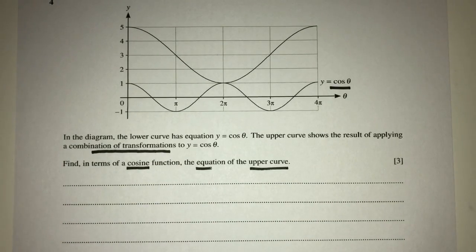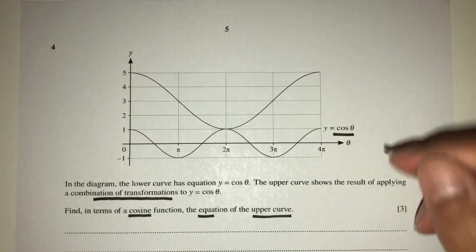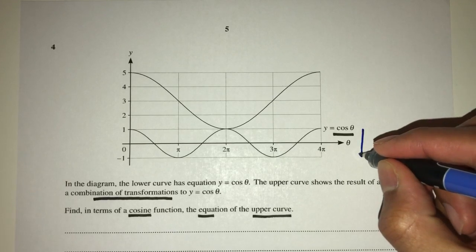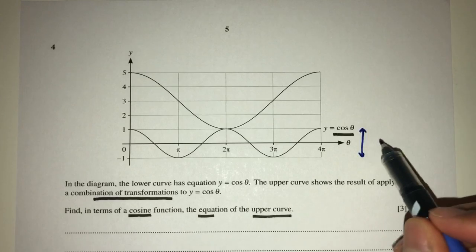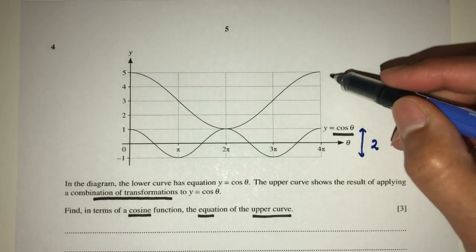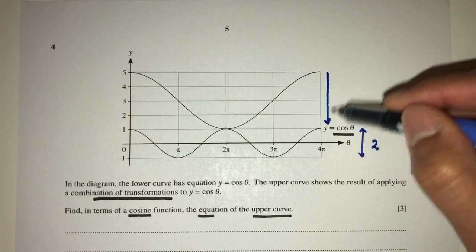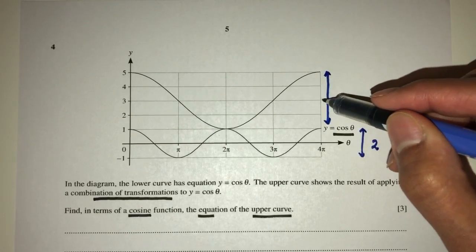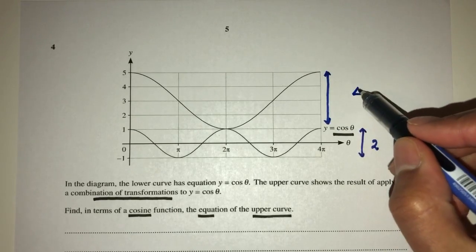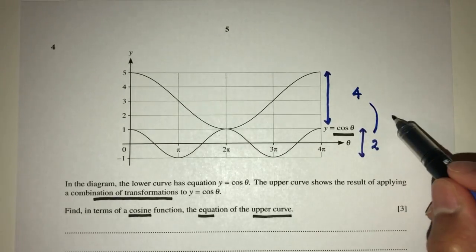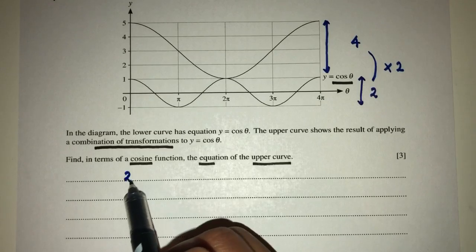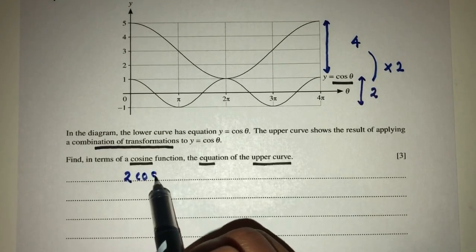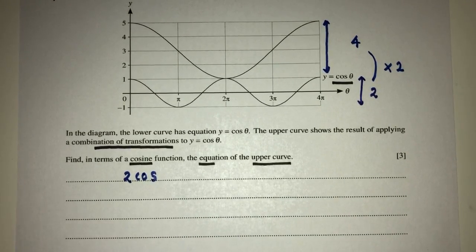Okay, so let's see what happened. Let's observe. At first you can see that the amplitude here is what? The amplitude first is 1, 2, so it's 2 at first. But now the amplitude has become 1, 2, 3, 4. It is now 4. So it increased by 2, right? So we have to write down 2 before the cos for now.